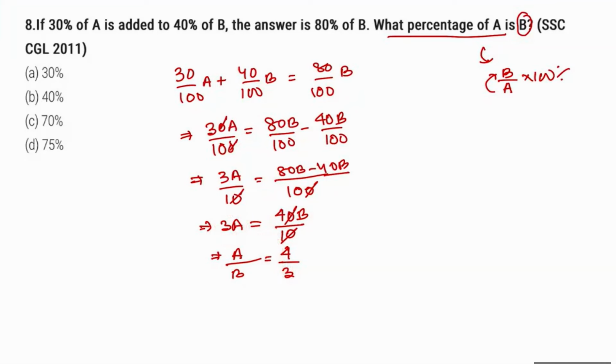A is 4 and B is 3. The question asks what percent of A is B. B to A is 3 by 4, so 3 by 4 times 100 is 75. The answer is 75 percentage.